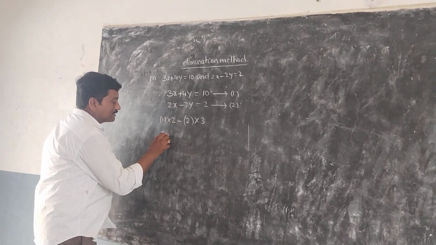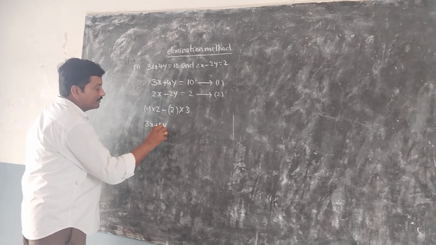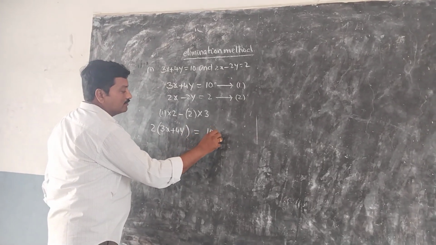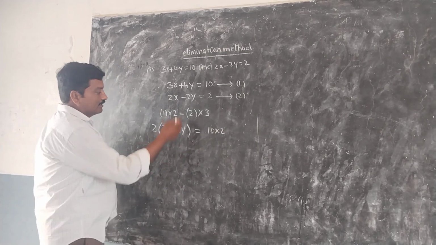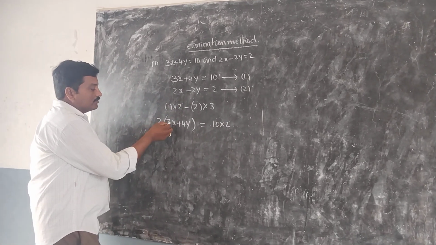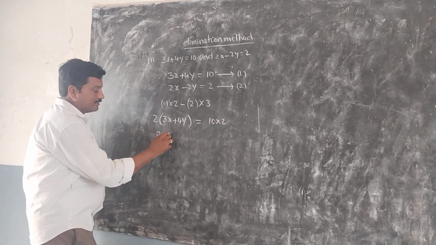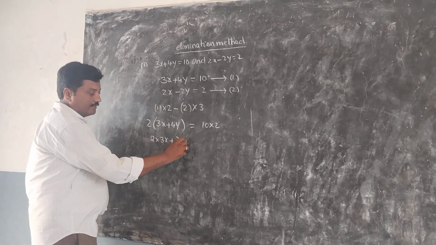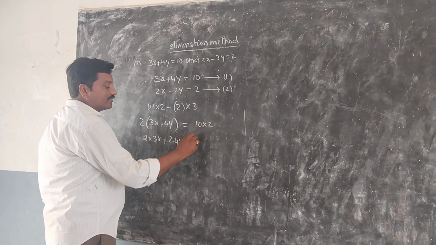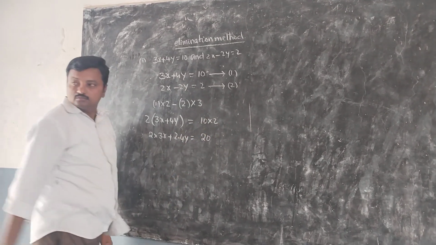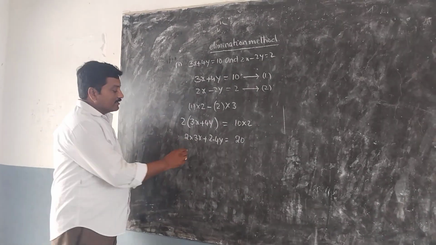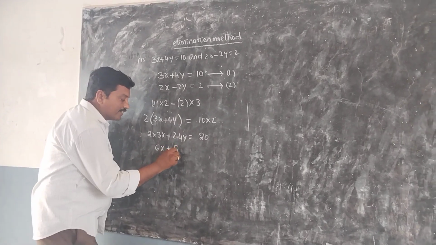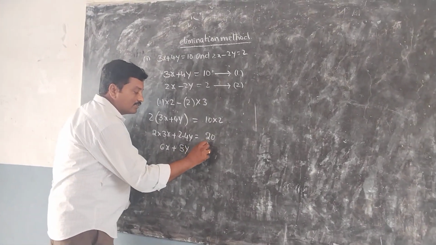So equation 1, 3x plus 4y into 2 equal to 10 into 2: 2 into 3x plus 2 into 4y equal to 2 tens are 20. 3x 2s are 6x plus 2 4s are 8y equal to 20.